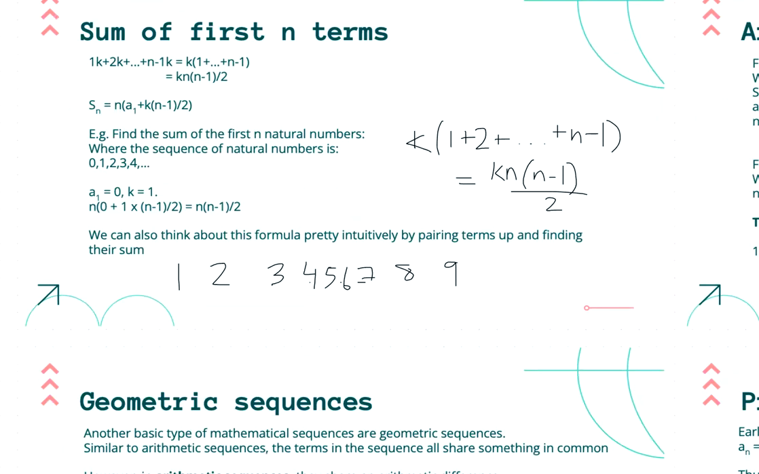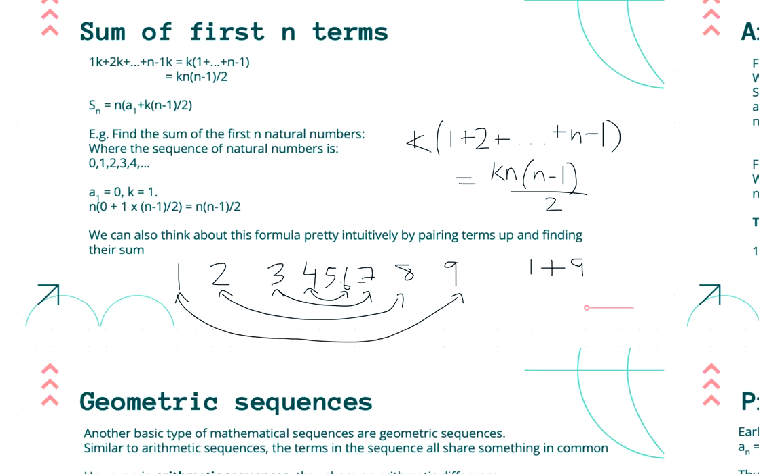So a really good way of doing this is by pairing the terms up, right? So if we pair up 1 and 9, then these sum to 10. 2 and 8 also sum to 10. 3 and 7 also sum to 10. 4 and 6 also sum to 10. And then 5 is half of 10, right? So what that means is if we're adding the terms on opposite ends, the first term and the last term, or any other pair, then you'll be getting 1 plus 9, which is 10, right?